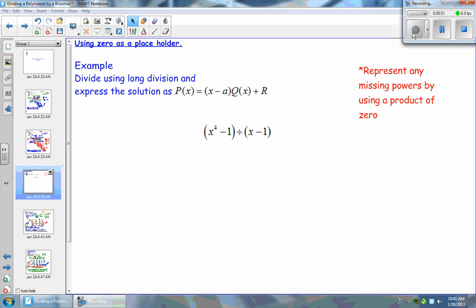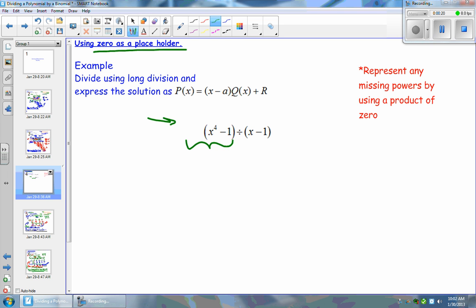Okay, in this example here, I'm going to teach you how to divide a polynomial by a binomial, but in this case, we have to use 0 as a placeholder to make up for any missing terms that we may have. So let's take a look at our division question here. We have x to the power 4 minus 1 divide by x minus 1. So this first expression here represents our polynomial, p of x, and the second expression, what we're dividing by, is called our divisor. And I want you to take a look at our p of x here.